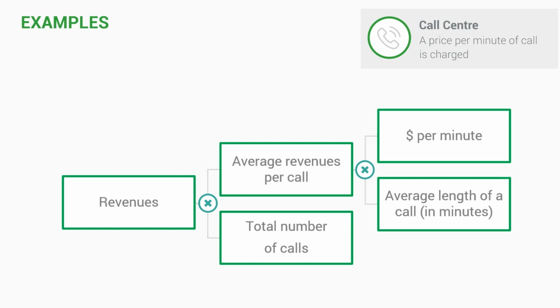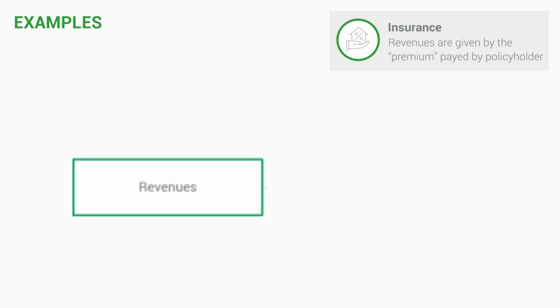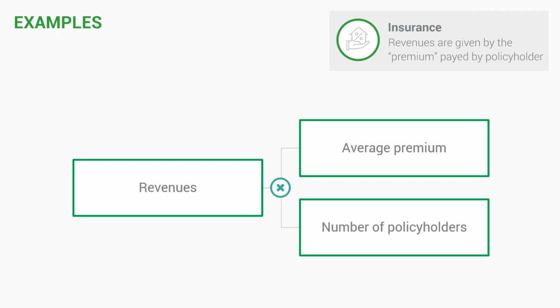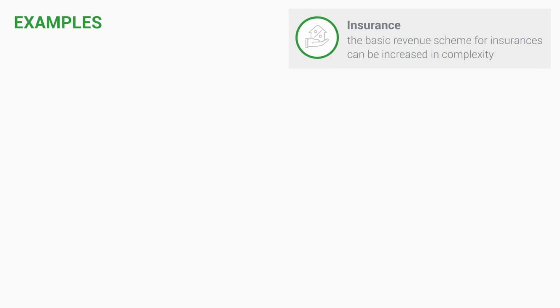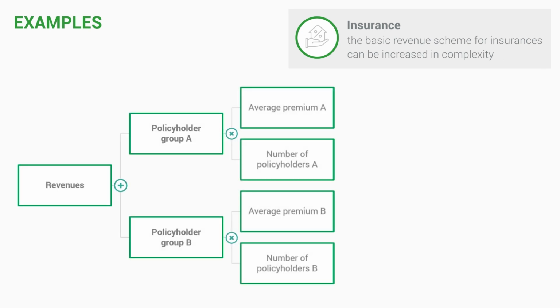Another interesting example is the revenue structure of an insurance firm. For an insurance company, revenue is provided by the price, in this case called premium, paid by customers, known as policyholders. The total revenue then is found by multiplying the average premium by the number of policyholders.